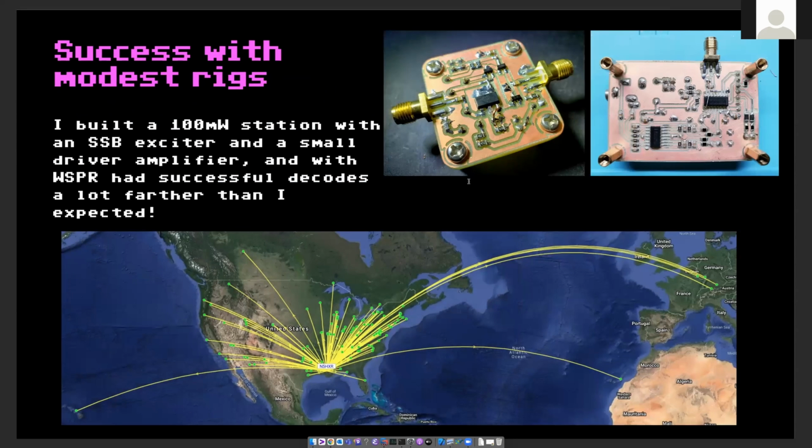Here's an example of some really great, I thought, weak signal performance. I put together a 100 milliwatt station. This takes output from WSJTX, goes into the board in the top right, and that's an SSB exciter, so that generates the single sideband output. I run that into a driver amplifier just to the left of it, set it up for 100 milliwatts, and I had decodes in Europe and off in the Pacific.